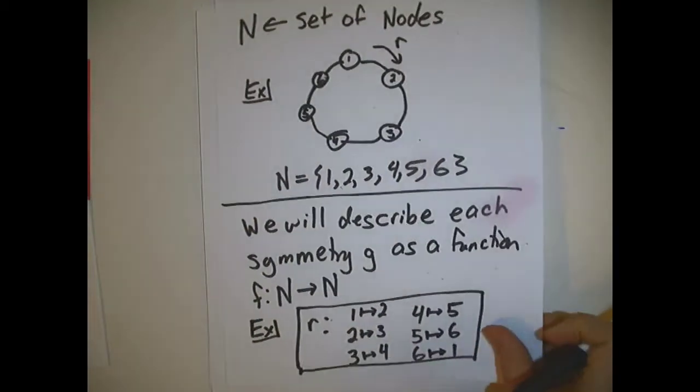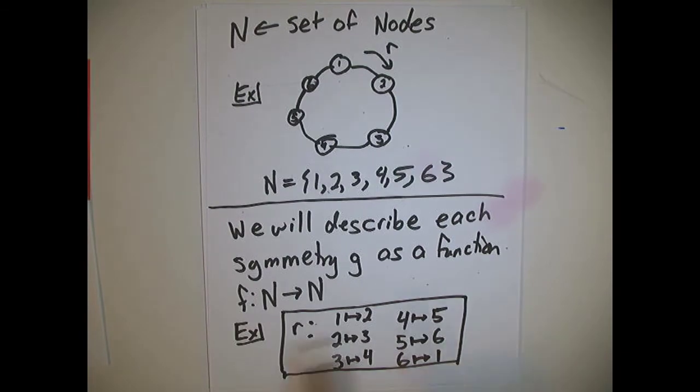So those are the first two characters that are going to appear in the cast of our Polya enumeration theorem. We have a set of nodes, and then we have some symmetries, which are all defined explicitly as functions from the nodes to themselves.